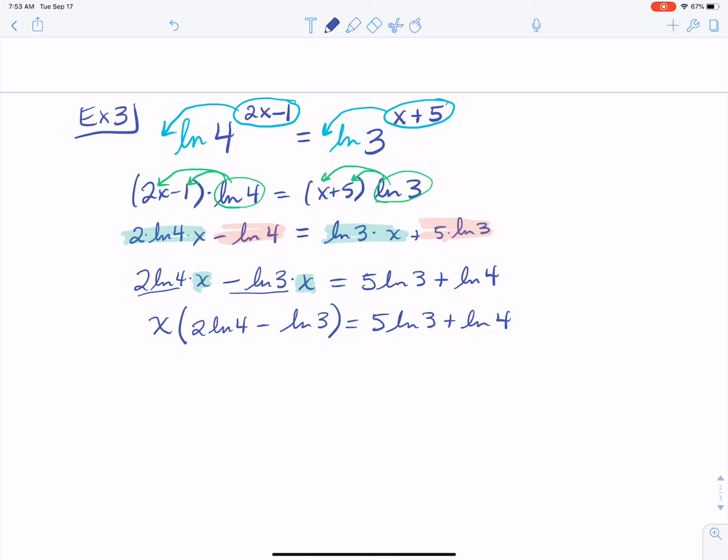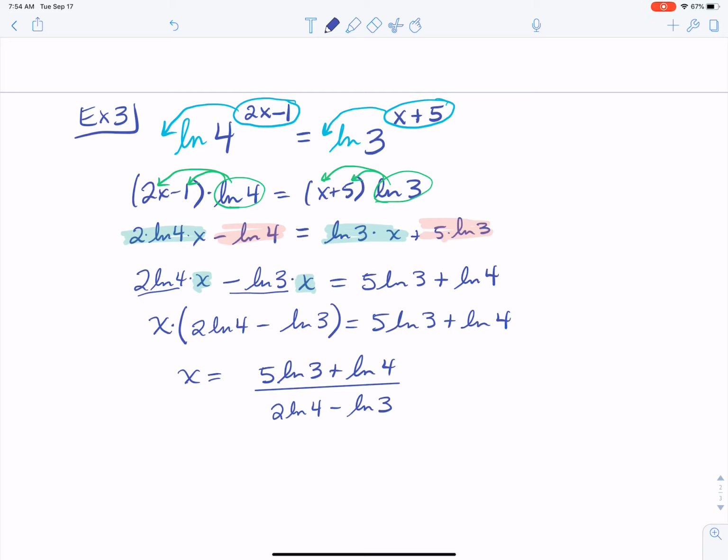The last step in getting x by itself then would be to take everything in the parentheses and divide it over to the other side, because right now it's being multiplied by x. So we're going to divide it over to the other side. I warned you it was a mess. Okay, nothing there cancels out. That's what you have.